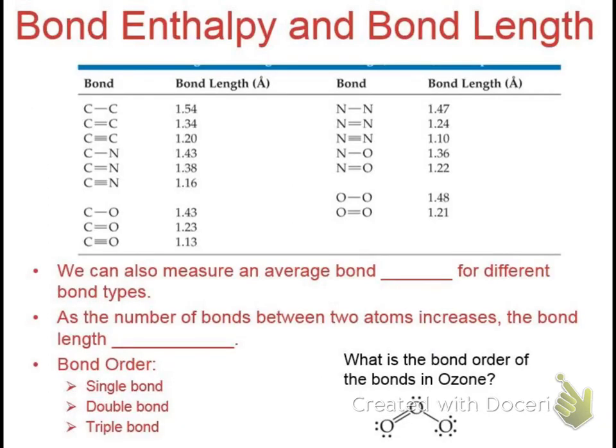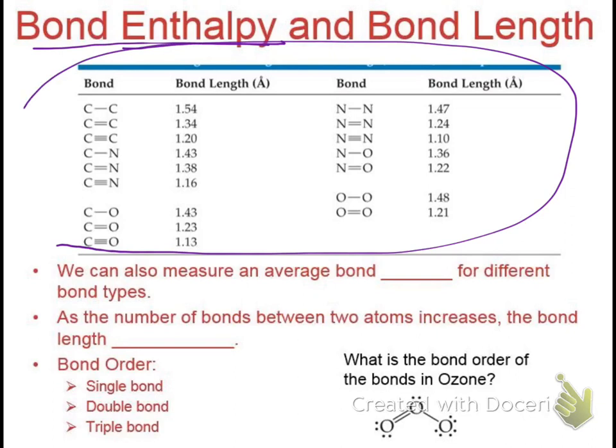The other thing I can look at besides bond enthalpy or bond strength is bond length, because the length of the bond is an indication of how strong it is. The shorter the bond, the stronger the bond. You'll notice here that triple bonds are shorter and therefore stronger than double bonds. If I look at just the carbon bonds, the single bond is 1.54 angstroms, 1.34 angstroms for a double, and 1.2 angstroms for a triple.